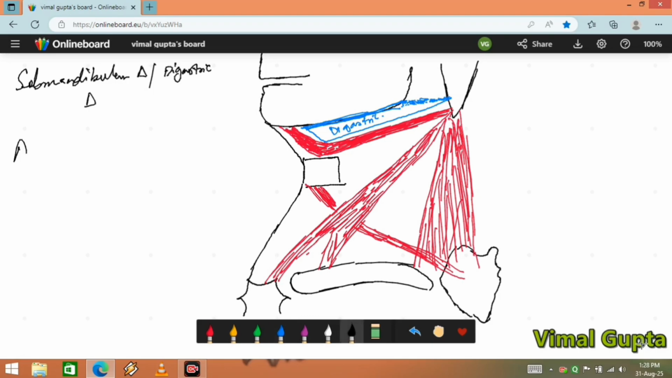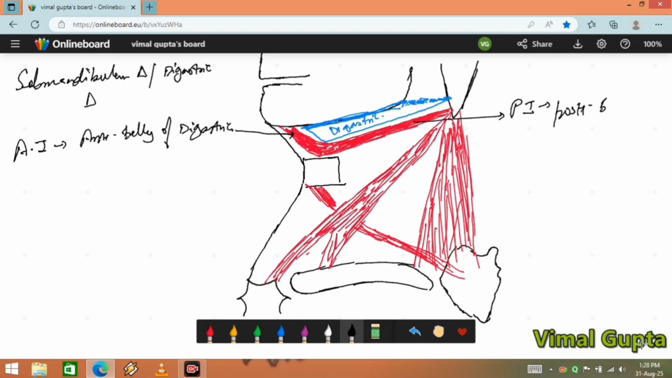So the boundaries are: antero-inferiorly, we have the anterior belly of digastric. कौन सी है anterior belly of digastric? ये ठीक है. And this is the posterior-inferior boundary. This muscle is the posterior belly of digastric.